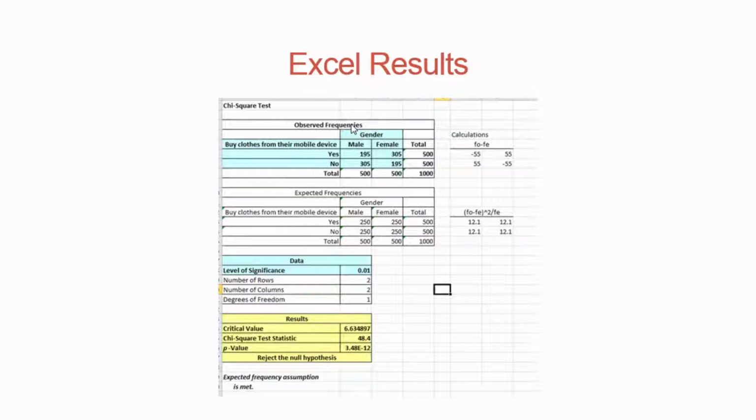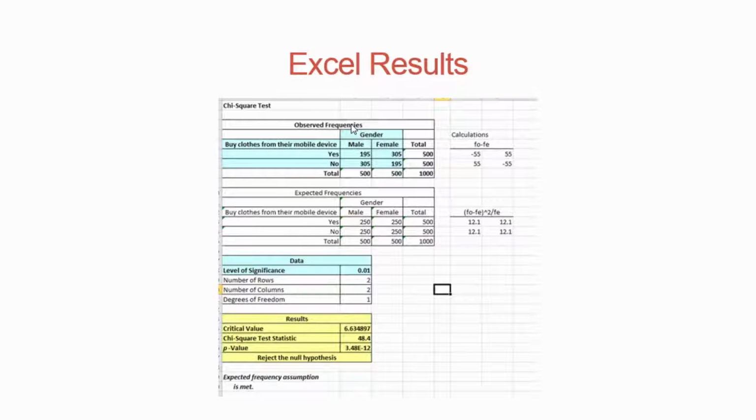And so then I can look down here to get my results. The critical value is 6.635. My calculated chi-square value, which is quite large, is 48.4. And my p-value, you'll notice, is 3.48 e to the minus 12. So what that means is there's 12 decimal places. I moved my decimal point here 12 places to the right, and I put a bunch of zeros in there. So I'm going to reject the null.